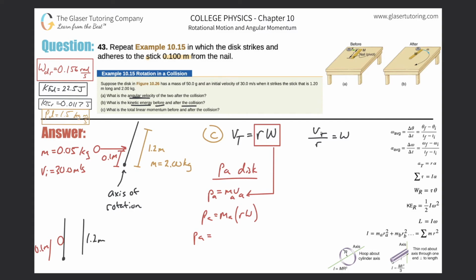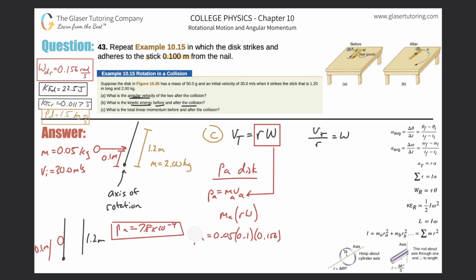So the momentum after for the disk is going to be the mass, 0.05, multiplied by the radius, which was 0.1, multiplied by that angular velocity, 0.156. So 0.05 times 0.1 times 0.156. We get about 7.8 times 10 to the minus 4. Now let's put this answer aside for now, okay? This is just the momentum of the disk after.